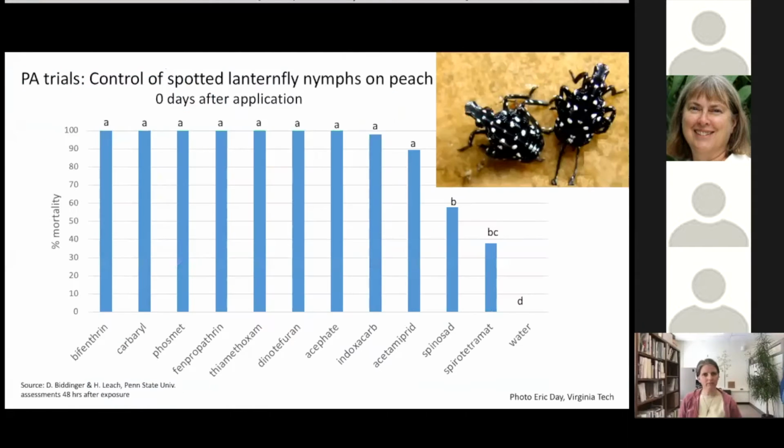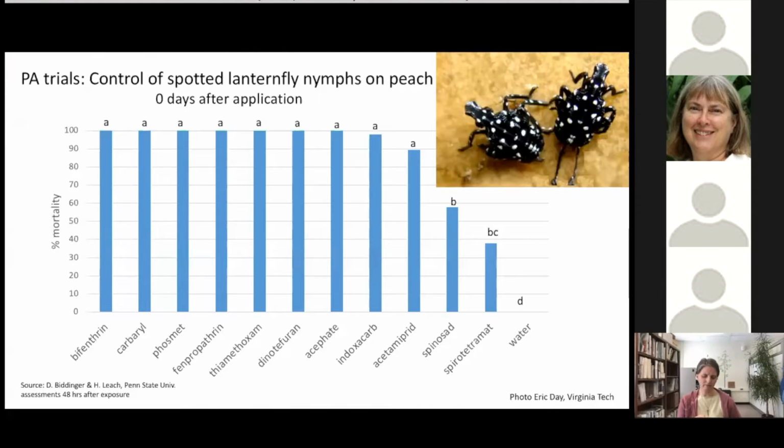Next slide. There are some data showing efficacy against spotted lanternfly, and these are data generated by Dave Bittinger and Heather Leach at Penn State University. You can find this even posted online. What I've listed here are a number of active ingredients of insecticides for which there are counterparts for use either on Christmas tree or ornamental plants in general. We have bifenthrin, the active ingredient in Onyx Pro and Talstar S. Carbaryl, of course, is in Sevin. Phosmet is in Imidan, and so on and so forth.